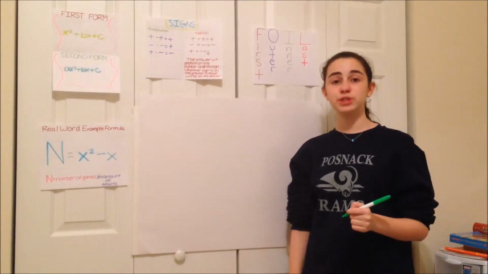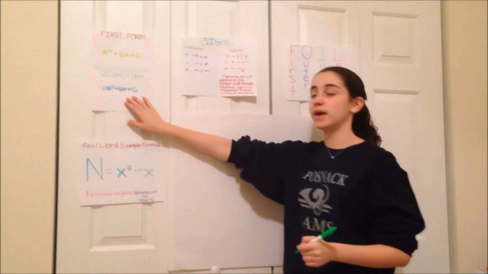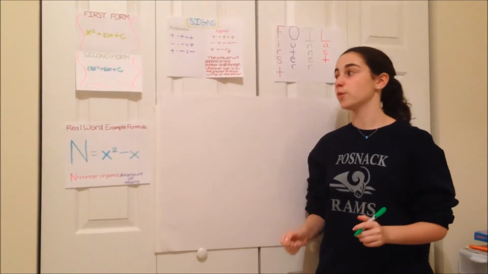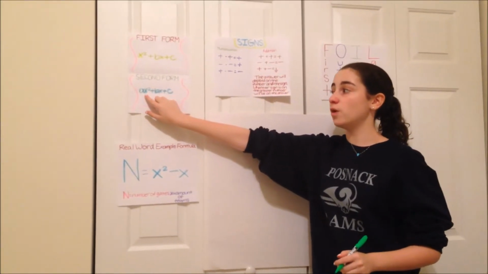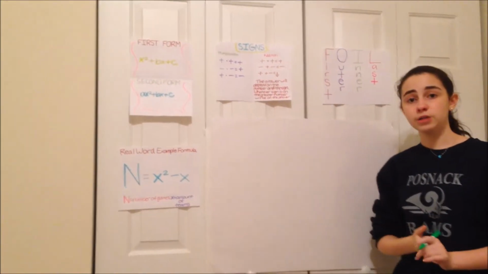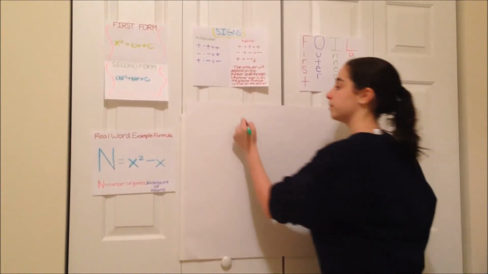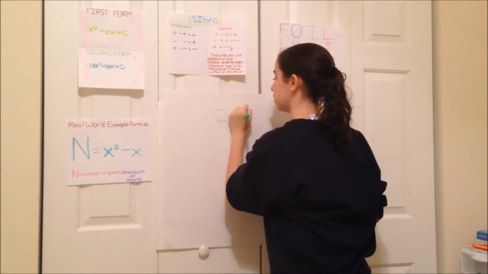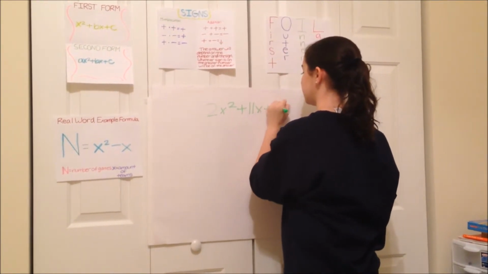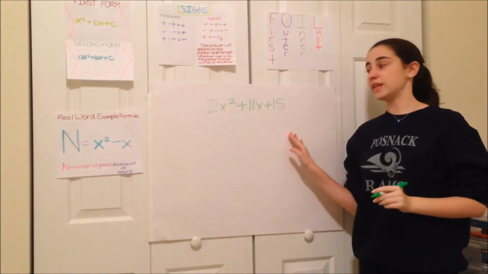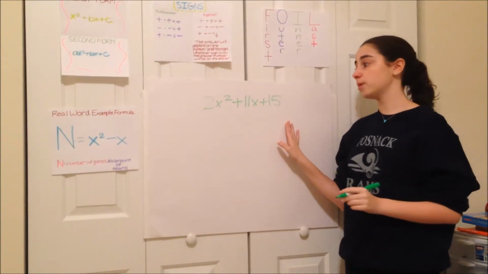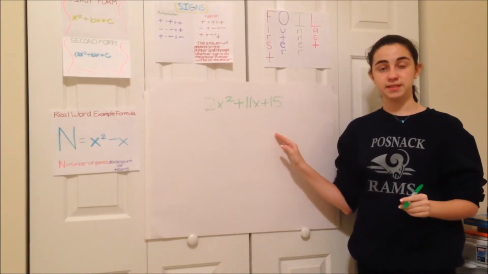The second form that I will be showing you how to factor is ax squared plus bx plus c. The difference between the first form and the second form is that the second form has a coefficient in front of the x squared, where the first form does not. To show you how to do this form, I will be using the problem 2x squared plus 11x plus 15. The first step to solving is to look for a GCF in between all of the numbers. However, in this problem, there is no GCF, so I will be skipping this step.